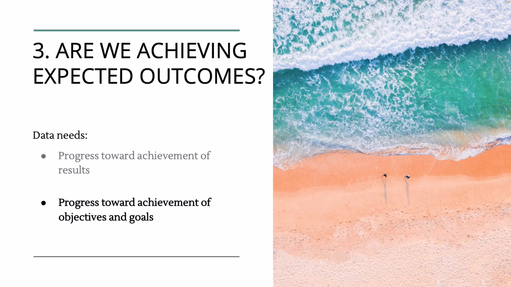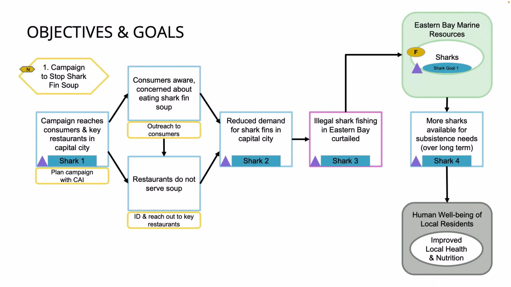The next type of data we'll want to track is progress towards achievement of objectives and goals. You'll remember from the introduction to this module that our results chain includes the intermediate and threat reduction results here, and that the specific objectives are numbered with blue labels, and the indicator is shown as a purple triangle, and the goal and the indicator is on the conservation target.